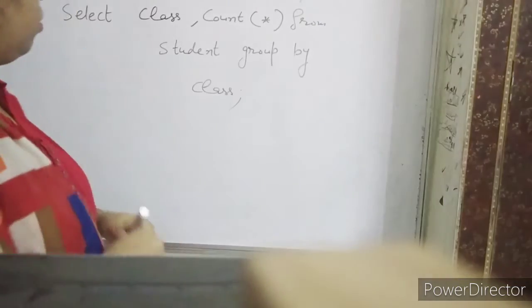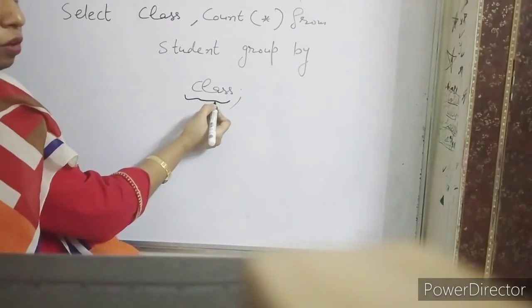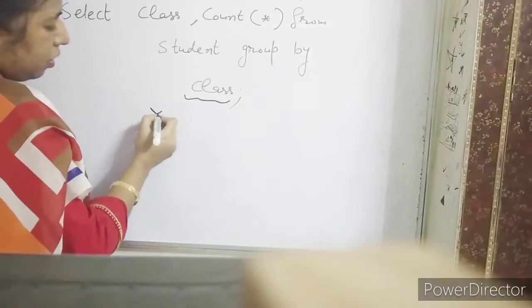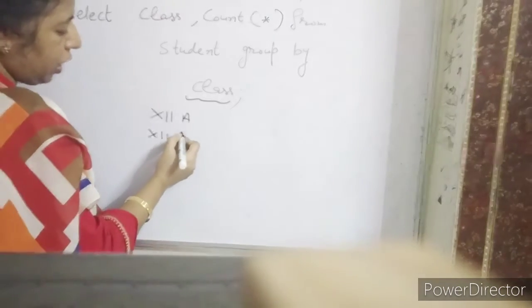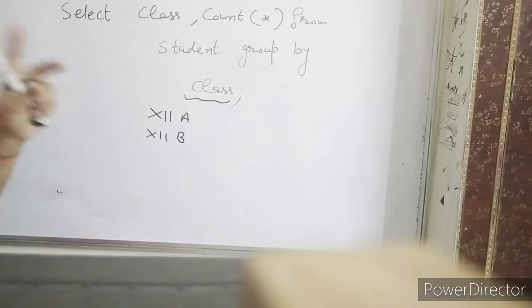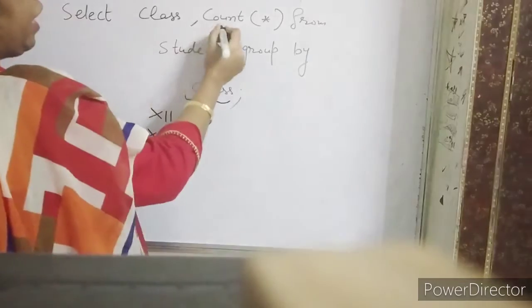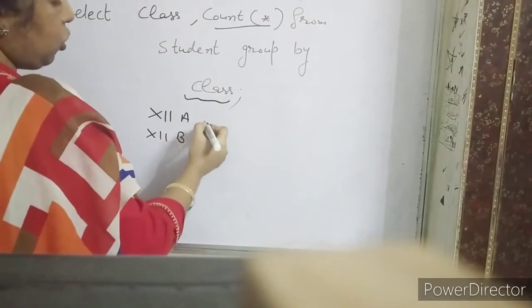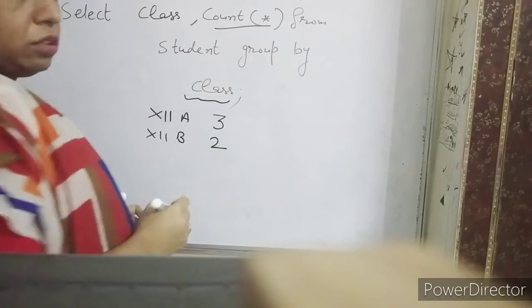Now, which column have I used here? Class. It means you have to make the group on the basis of class. Go to the class column and see how many distinct values we have. We have only 2 values, so 2 groups will be formed. And which aggregate am I showing here? Count star. It means 12th A, count is 3, 12th B, count is 2.